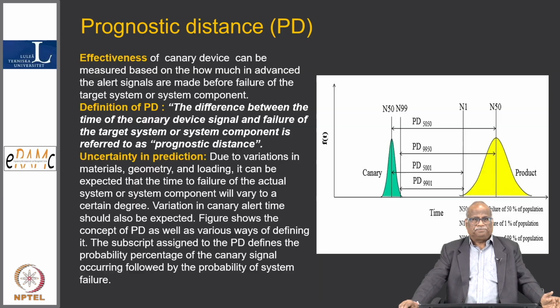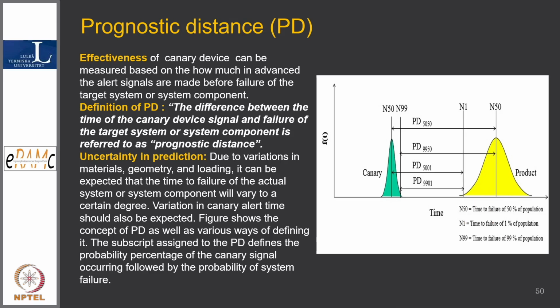Okay, so now, as we mentioned, we will try to understand the prognostic distance. So first we should understand the definition. The effectiveness of a canary device can be measured based on how far in advance the alert signals are made before failure of the target system or system component. Of course, deviations are the first signal from a normal situation.